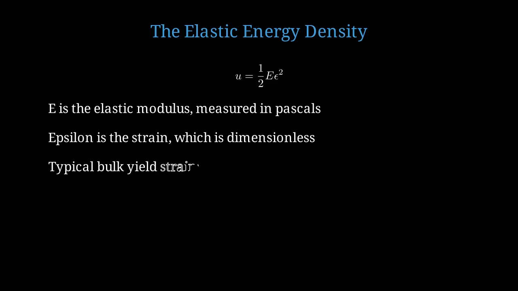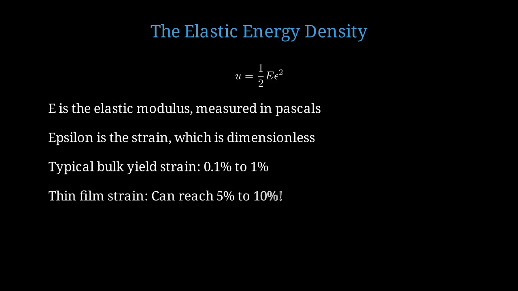For most bulk materials, the yield strain is between 0.1% and 1%. Beyond this, the material yields or fractures. But thin films can sustain strains of 5% to 10%. That's 5 to 10 times larger than bulk materials. This is the essence of the paradox.